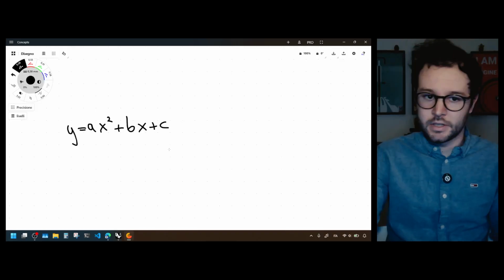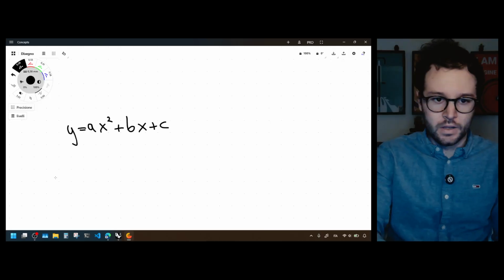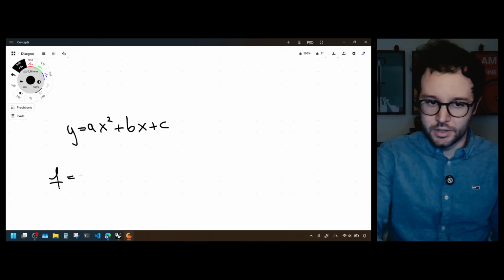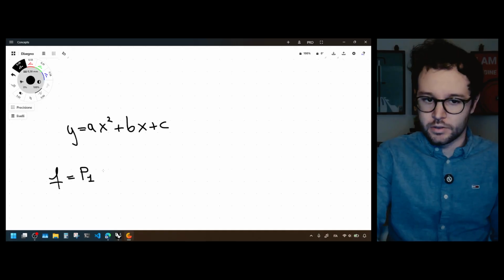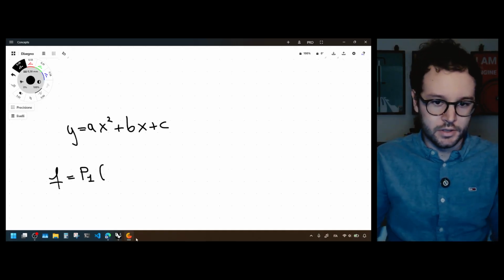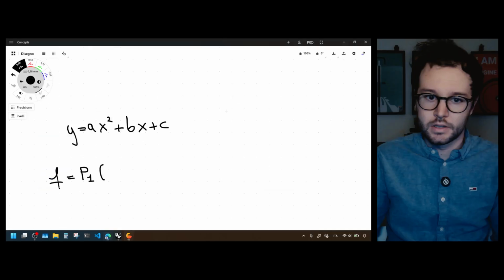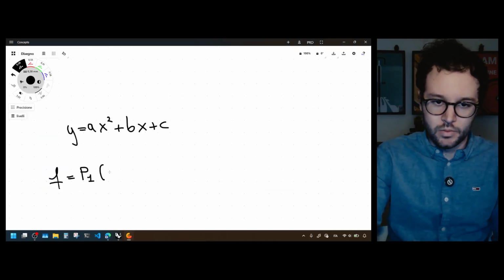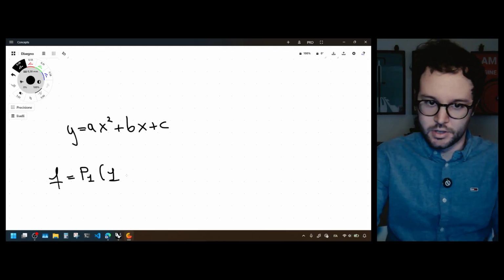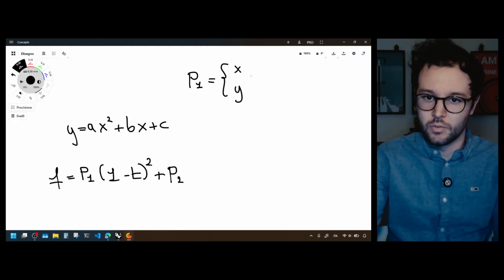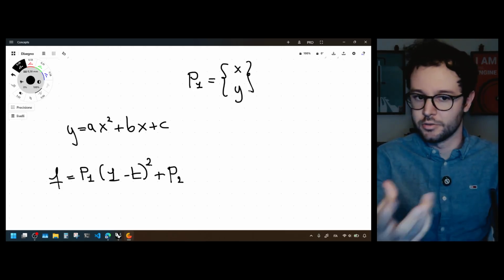And instead, in Bernstein basis, we have f, in general, as a function of point p1. So the first point multiplied by the first coefficient, which we can go back and check, 1 minus x squared. So p1 times 1 minus x squared. Instead of x, let's use the generic parameter t. So 1 minus t squared plus p2, and this p is really a point, as we saw with vectors. So it's a point with x and y. These are the actual coordinates of the point stored in vector form.